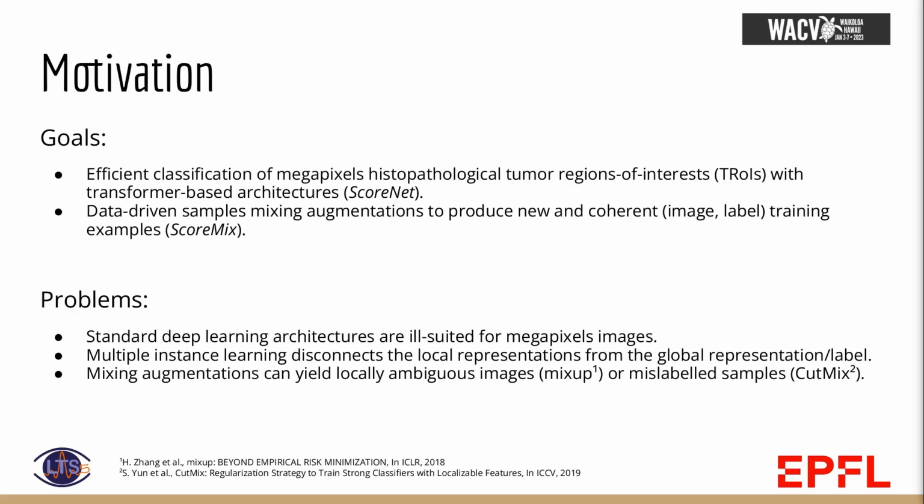The ScoreNet architecture is motivated by the observation that standard deep learning models are ill-suited for megapixel images and that a multiple instance learning approach is suboptimal as it is not end-to-end differentiable, which implies that the embeddings of the local patches are independent of the global representation and label. On the other hand, the motivation behind ScoreMix is that existing augmentations either create locally ambiguous images or risk creating mislabeled samples by cutting non-discriminative regions in the source image or pasting upon discriminative ones in the target image.